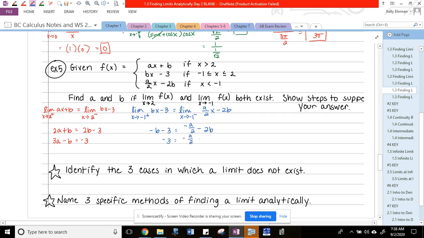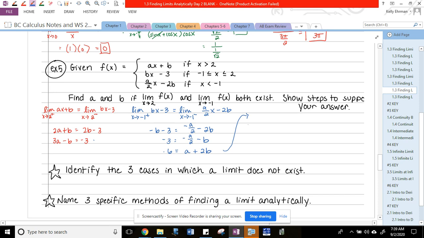If I add b to that, I get negative b. Multiply everything by 2 just to get that out of there. Maybe negative 2, since all these are negatives. I'm going to multiply everything by negative 2. So that becomes 6 equals a plus 2b. Now I have 2 equations and 2 variables. I can set up a little system. I could do substitution. I could do elimination. It does not matter. I think I'm going to just do substitution.